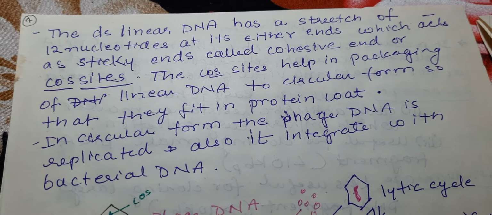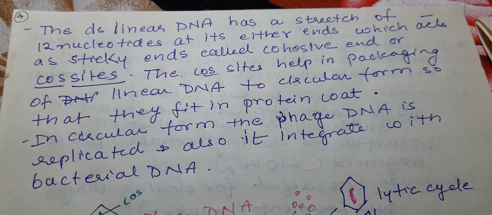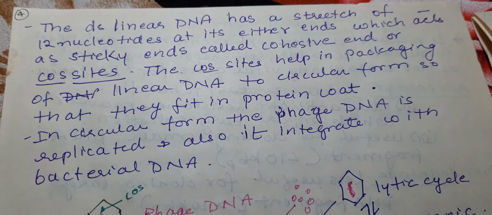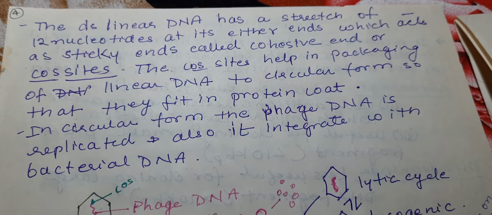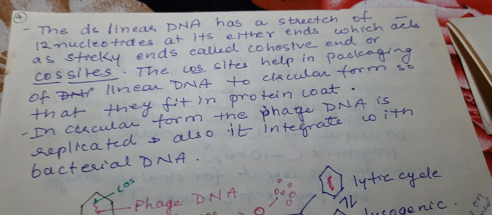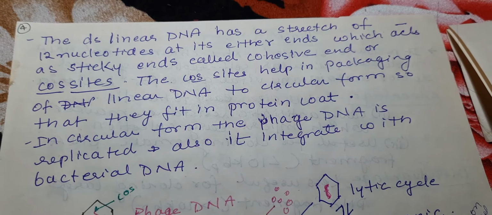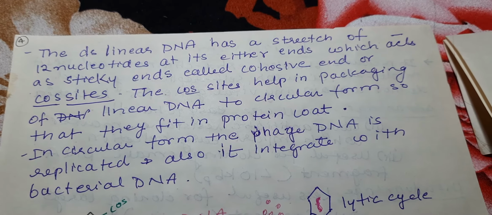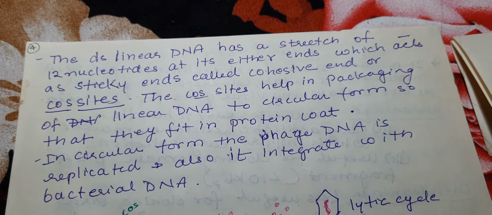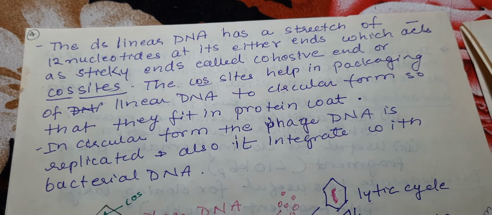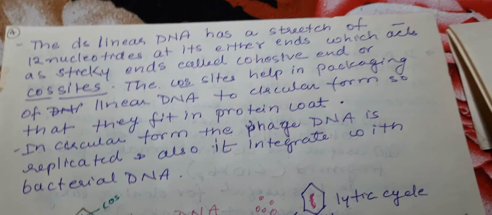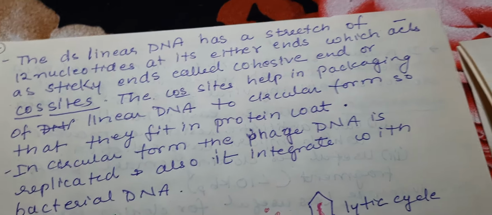The cos site helps in packaging of linear DNA into circular form so that it can easily fit in the protein coat. Secondly, these cos sites also help in replication in circular form, and also to integrate the bacterial DNA within the phage DNA. So this has a lot of significance.